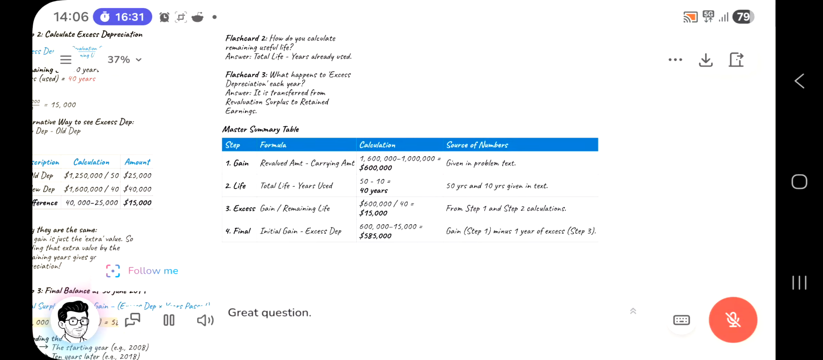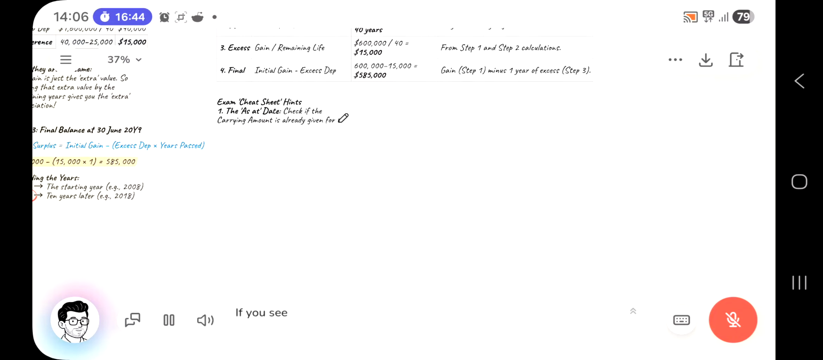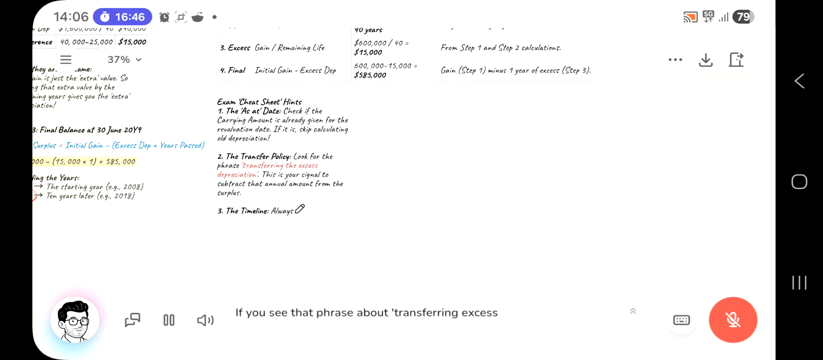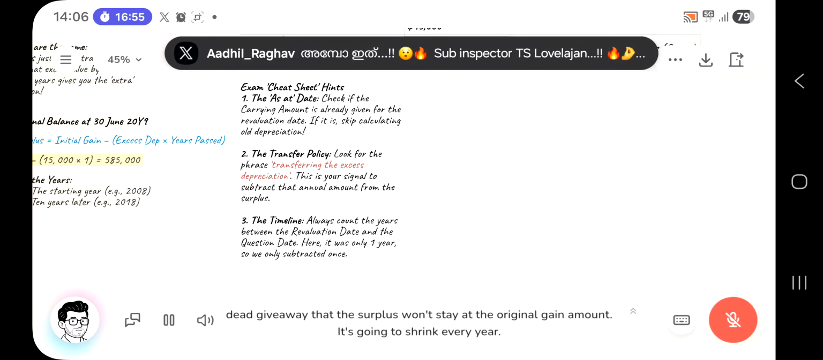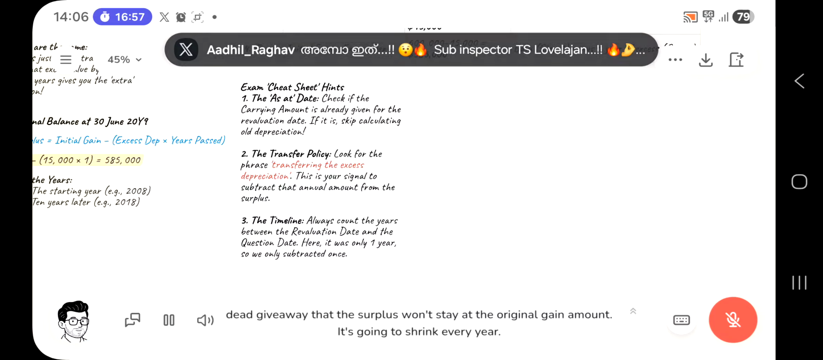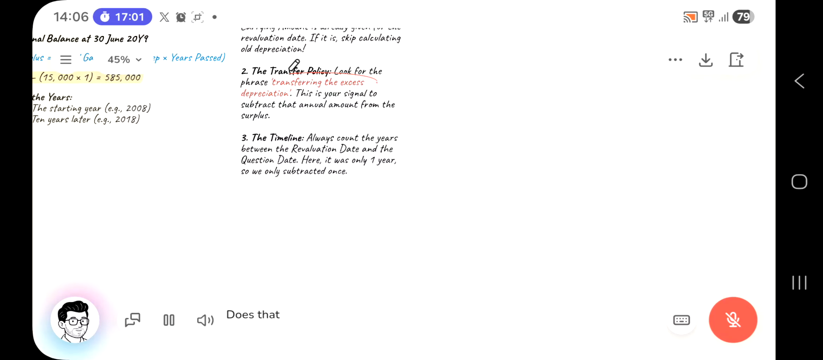Great question. In an exam, they're not going to highlight the clues for you, so you've got to be a detective. Here are the 3 red flags to look for. If you see that phrase about transferring excess depreciation, it's a dead giveaway that the surplus won't stay at the original gain amount. It's going to shrink every year. Does that make it a bit clearer what to hunt for when you first read the prompt?